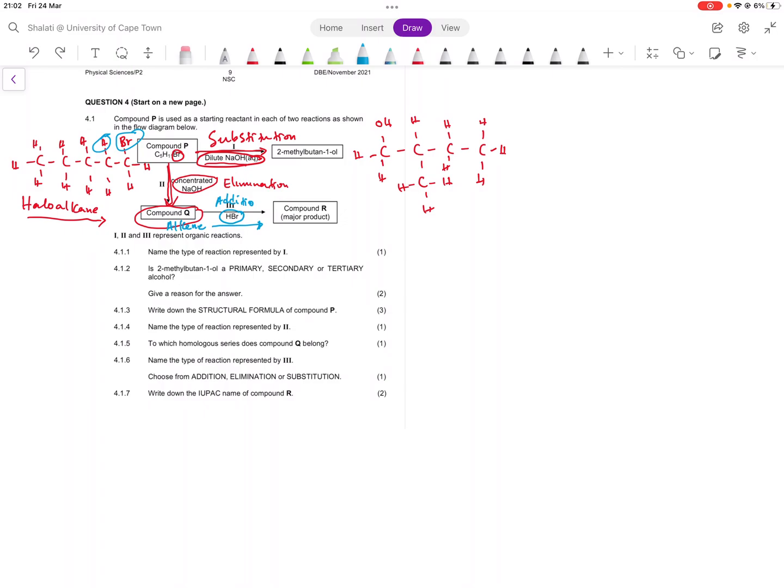So now you can begin to answer the questions. So question number 1, name the type of reaction represented by reaction 1. So we already worked it out.